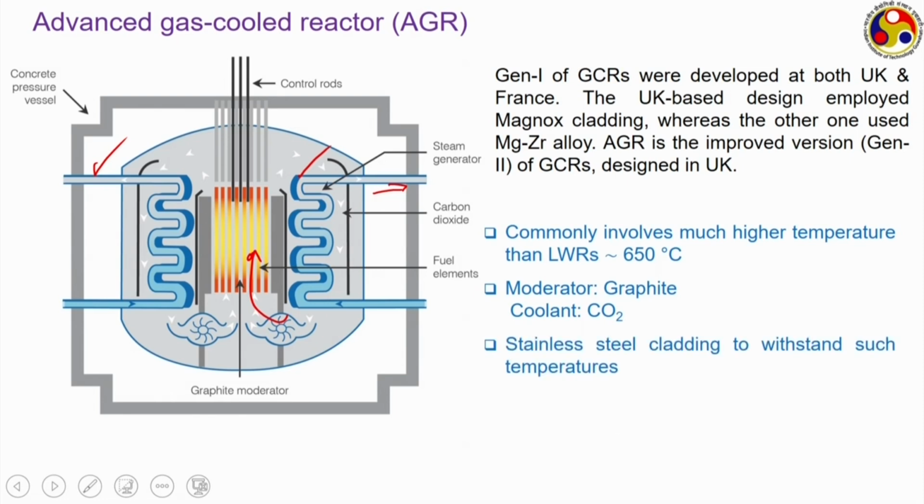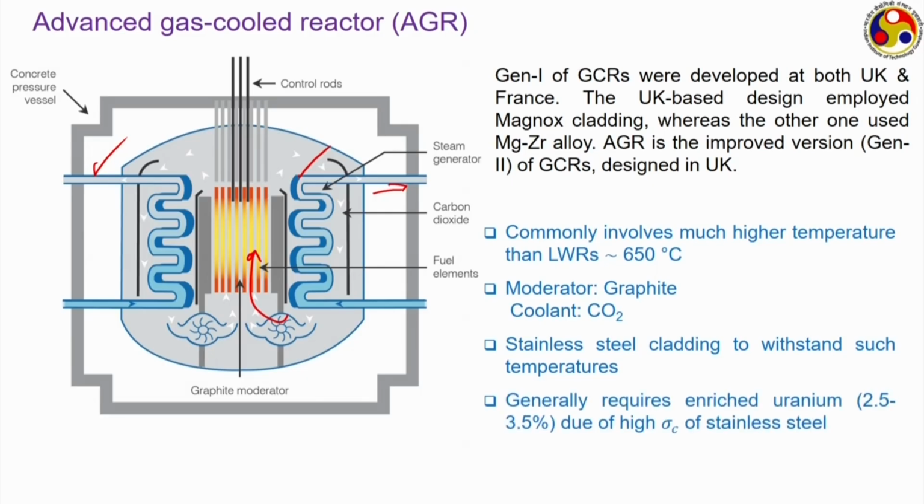Stainless steel cladding is used to withstand such high temperature levels, but one issue with stainless steel is that it has a relatively high capture cross section. So, as it is absorbing a part of the neutrons available there, enriched uranium generally has to be used in such AGR group of reactors. Uranium needs to be enriched to 2.5 to 3.5%.